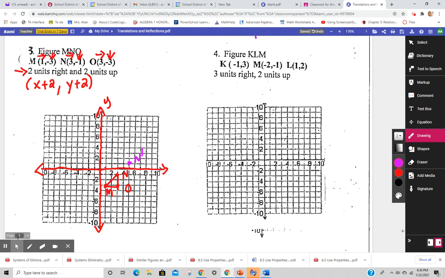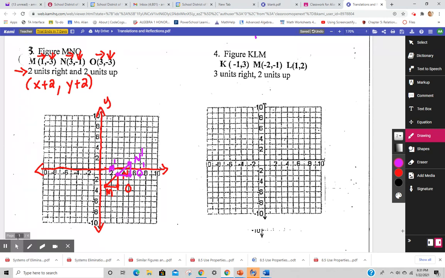Let's do O. 2 units right, 1, 2, and up 1, 2. This is O prime. Let's do M. 2 units right, 1, 2, and up 1, 2. And this is M prime. And sometimes they overlap, just like in this example, which is okay. Okay? All right, let's do the next one.